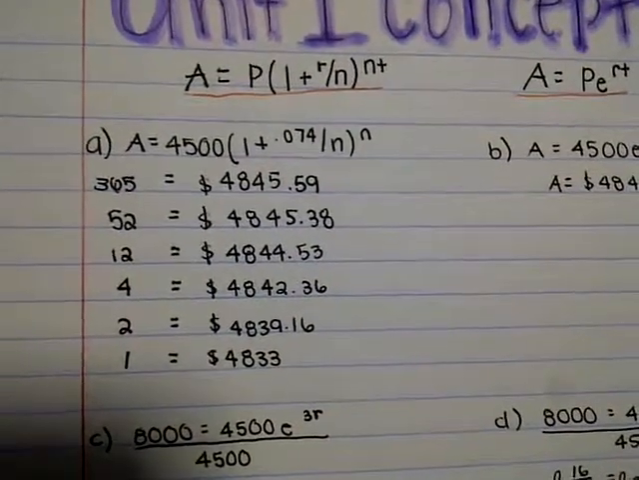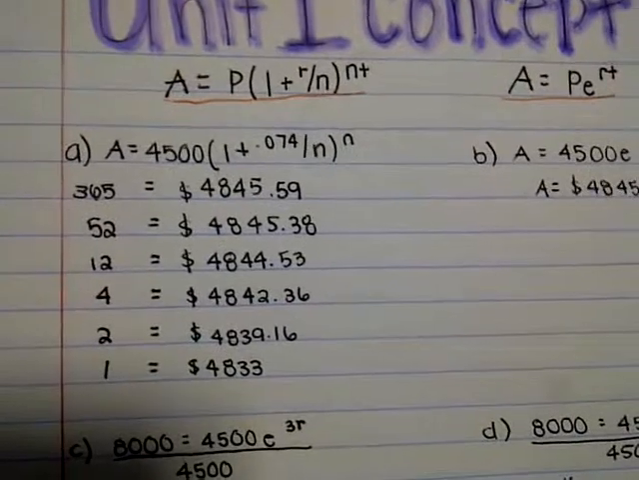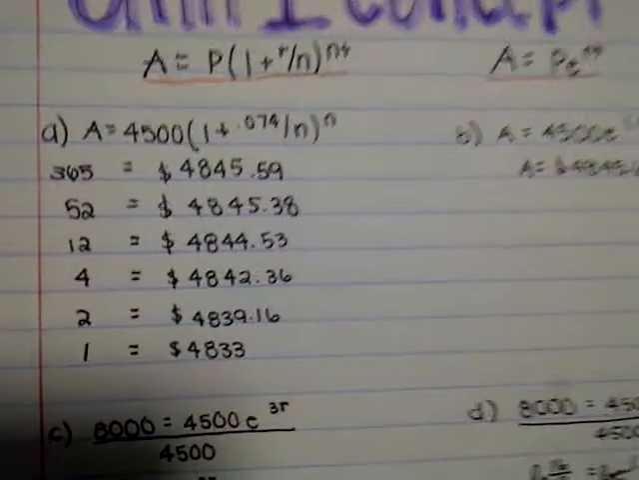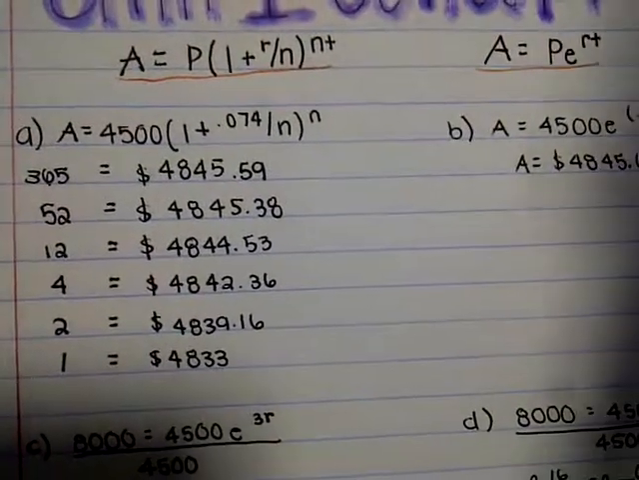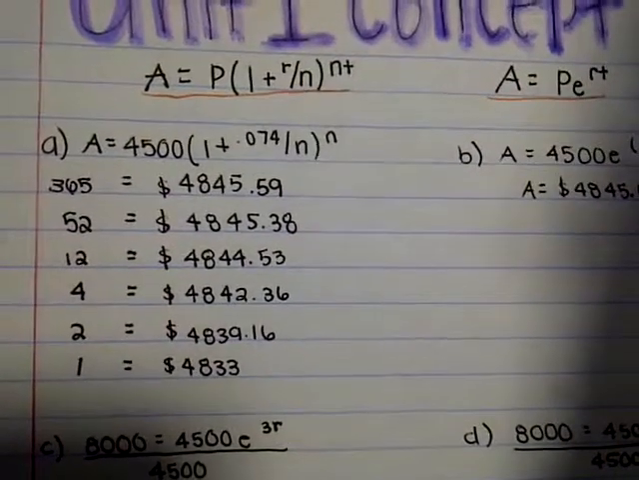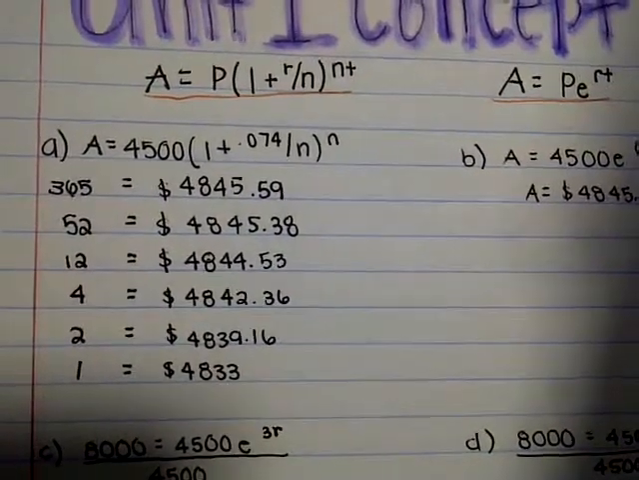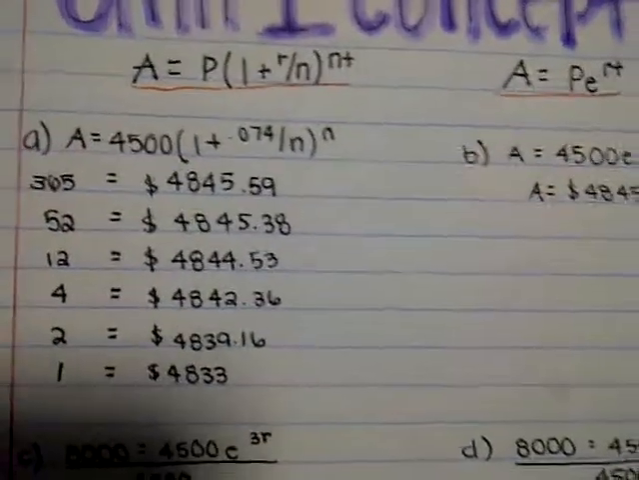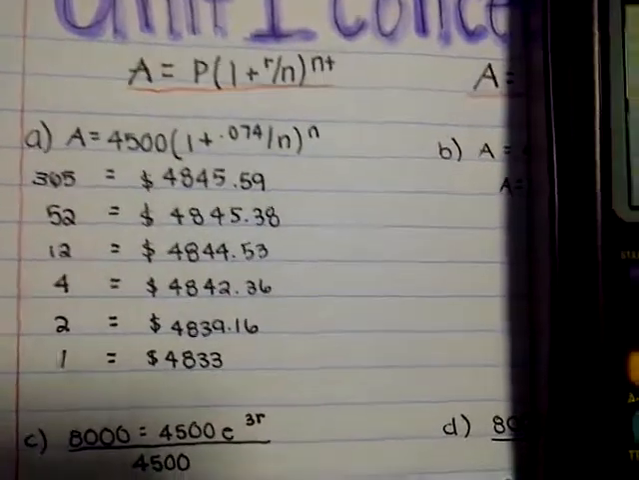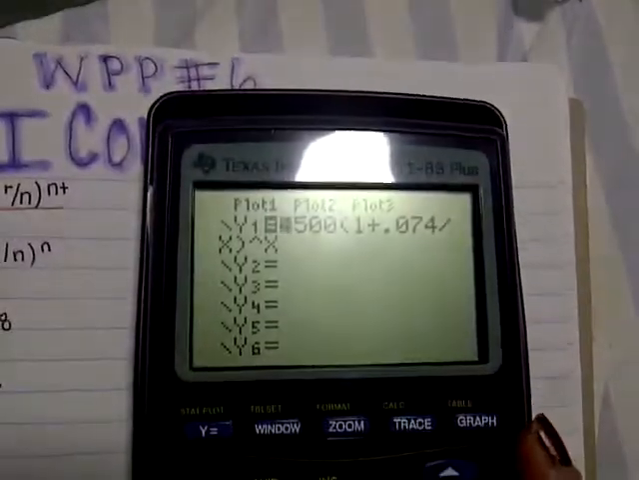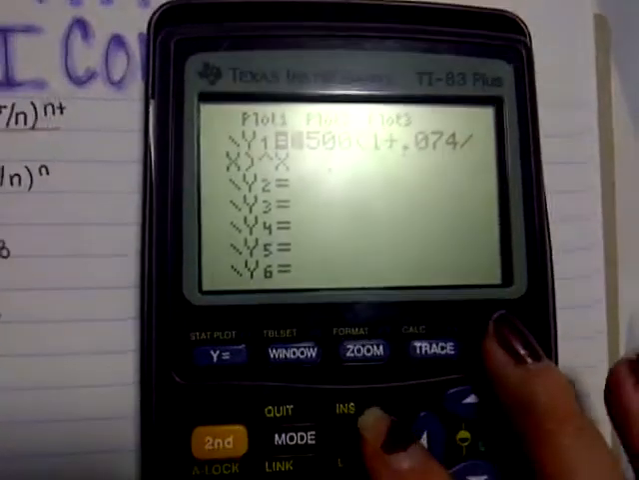The first problem asks you to solve for how much money she will have at the end of the term if it is compounded daily, weekly, monthly, quarterly, semi-annually, and annually. You start by plugging in the equation on your graphing calculator to get all these answers. I already typed it in here, so I just need to press graph.